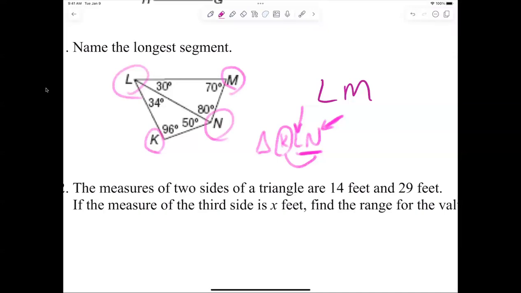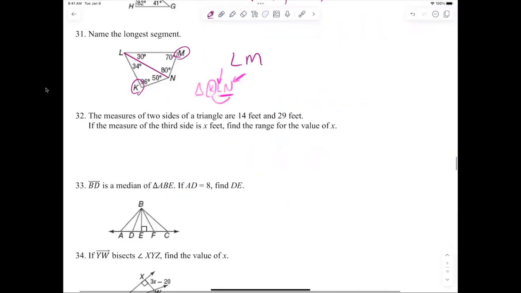Same thing. If I say, what's opposite segment LN? I just know it's not those two letters. It's either angle M or angle K. See what I'm saying now? Easy to calculate that.